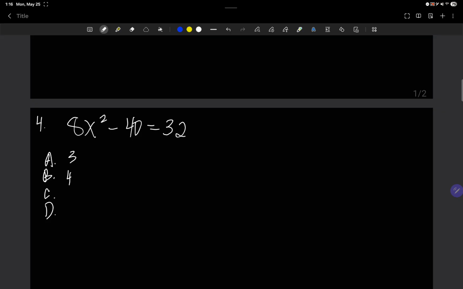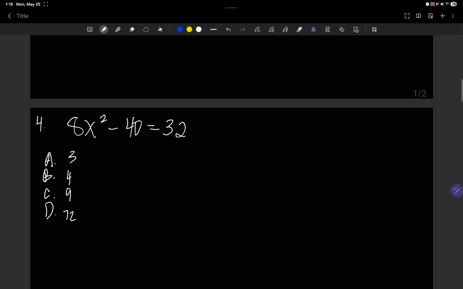Okay, so we have 8x squared minus 40 equals 32. What is the positive solution to the given equation? If you don't have answer choices, that's important to pay attention to. But we do have answer choices here. The question asks for the positive one, and all the answer choices are positive, so that's not very helpful. It's kind of irrelevant.